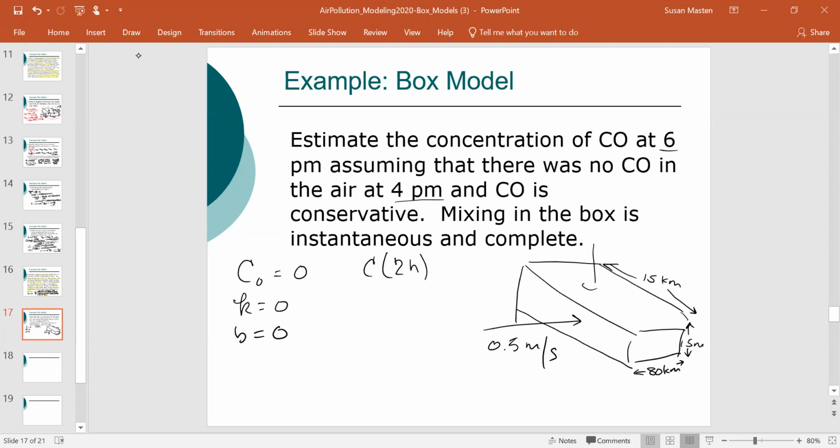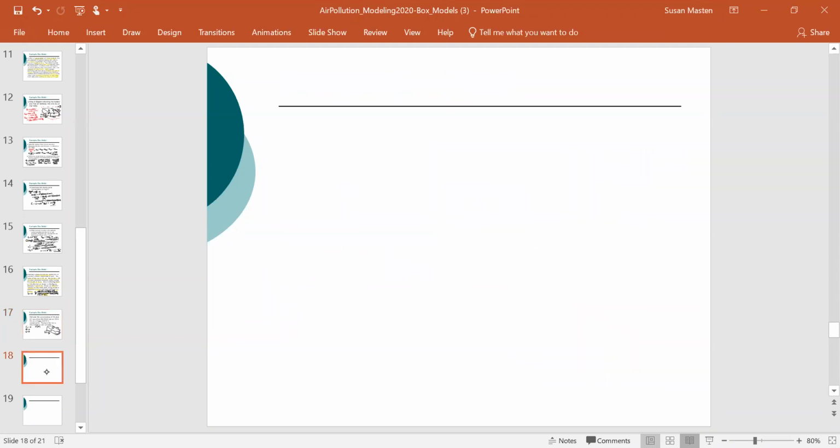And we're going to assume that mixing is instantaneous and complete. So the equation that we can use for this, and these are just from the equations that I gave you before, is C(t) = (Q_s L / U H) times (1 - e^(-U t / L)). And you should be able to go back and look at the most general form and be able to derive this equation.